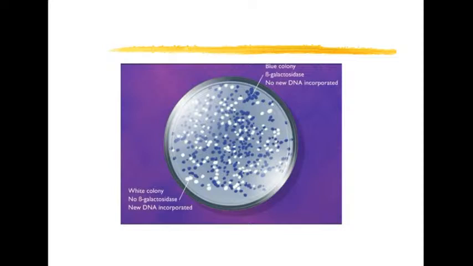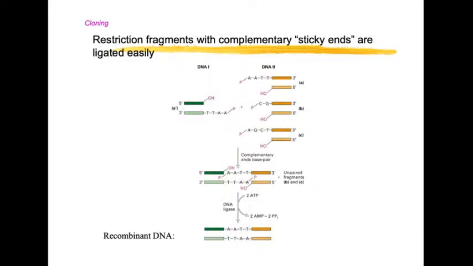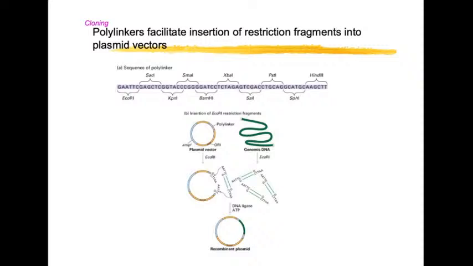So that's the difference: beta-galactosidase gives a blue clone, and a white clone has no beta-galactosidase. This is how you clone your DNA.